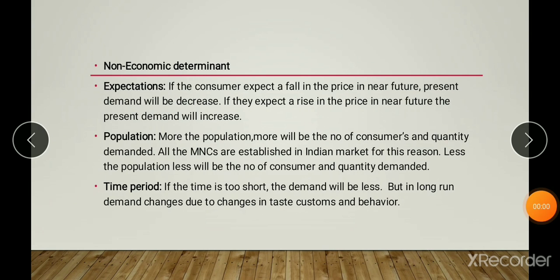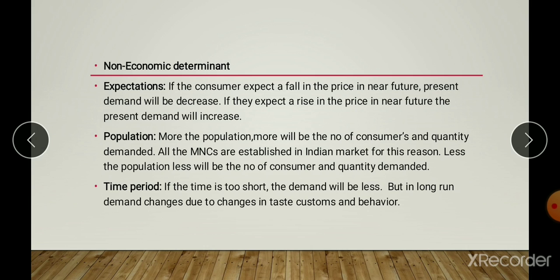Now, let us discuss non-economic determinants. Some important non-economic factors decide demand. They are as follows. Expectation. If the consumer expects a fall in price in the near future, present demand will decrease. If they expect a rise in price in the near future, present demand will rise.